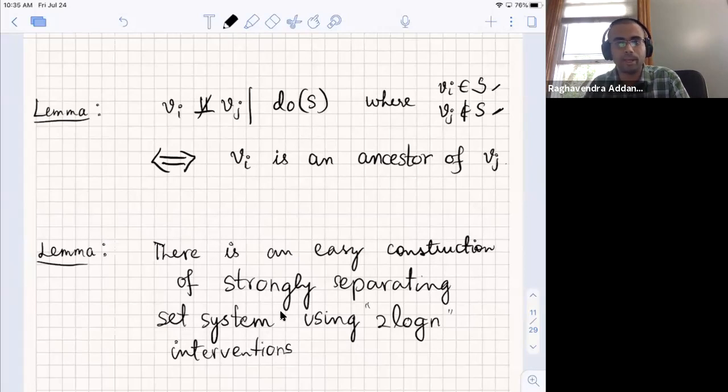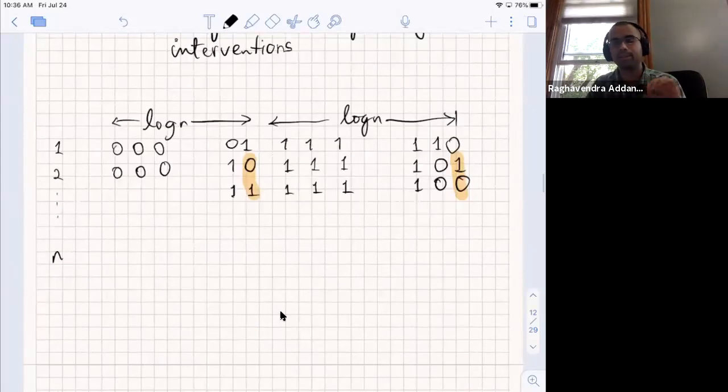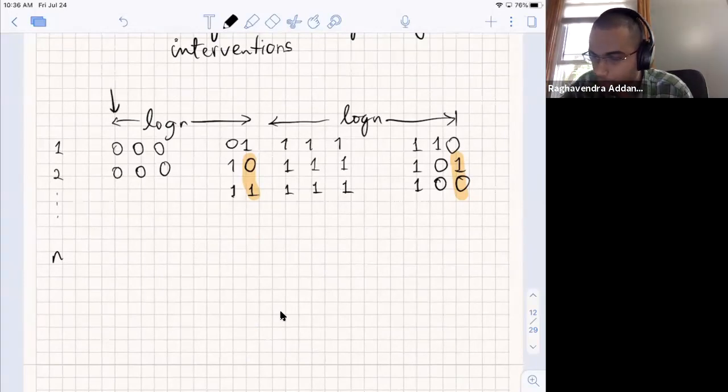I'll go over the proof soon, but for that I have to define how we connect these tests with respect to graph notions. Before that, I'll give an easy construction of a strongly separating set system. Consider these n random variables and their binary representation. For the first log n columns, consider their binary representation, so 2 corresponds to 0, 0, 0, 1, 0, and then flip the bits for the next log n columns. Write these representations down, and each column represents an intervention.